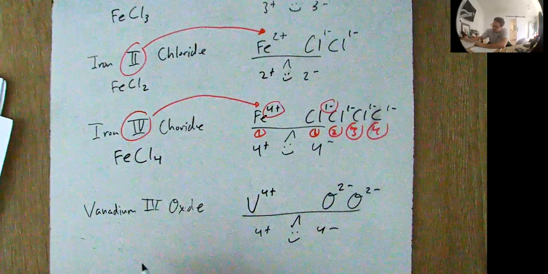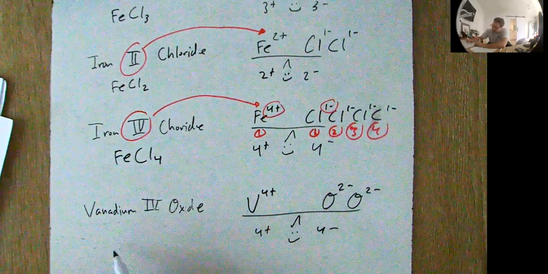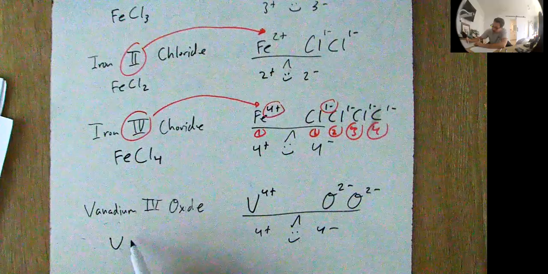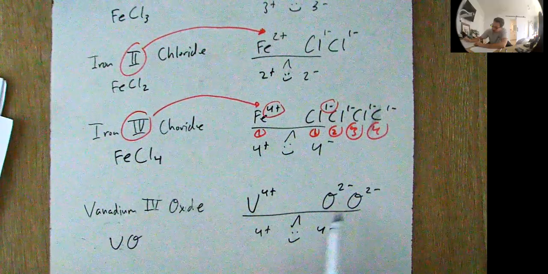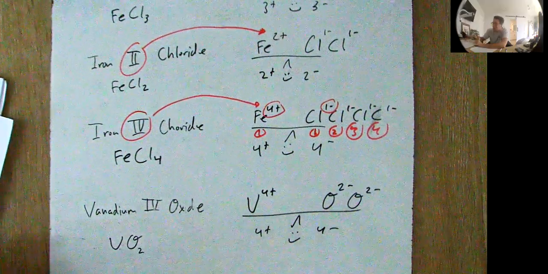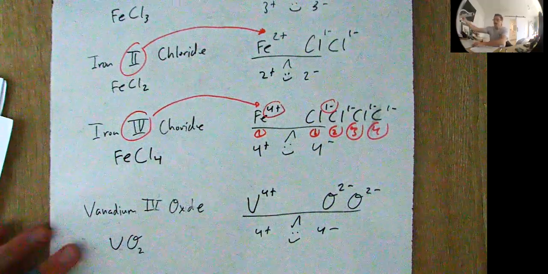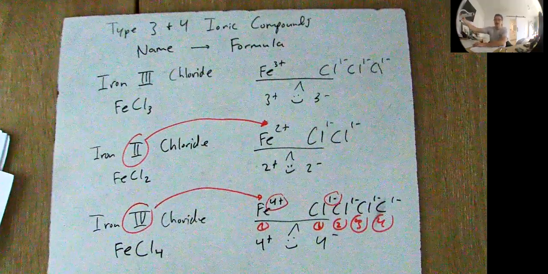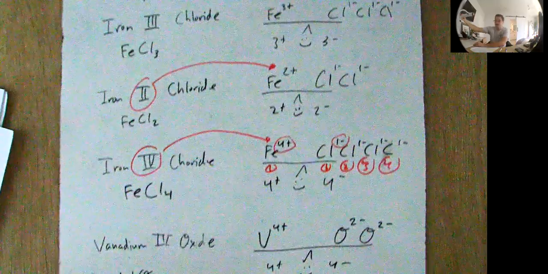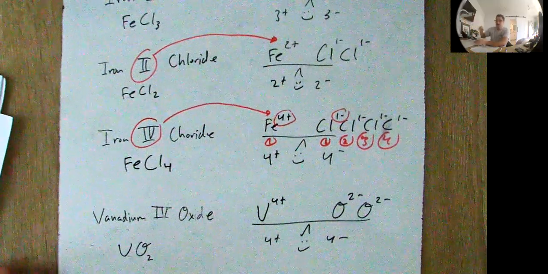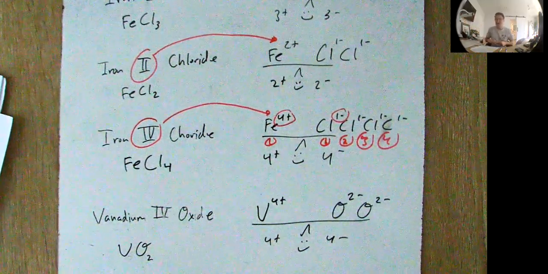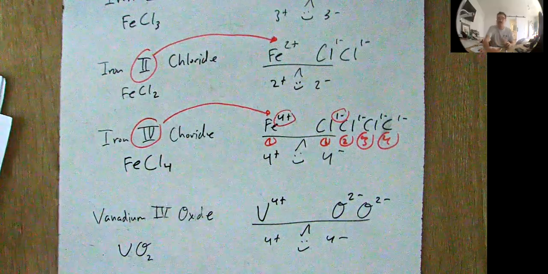Okay, so the formula is, you write it like this: V for vanadium, O for oxygen, and there are 2 of them. And that is how you write type 3 and type 4 ionic compounds name to formula. Okay? You have to be aware of the transitional metals having the Roman numeral.